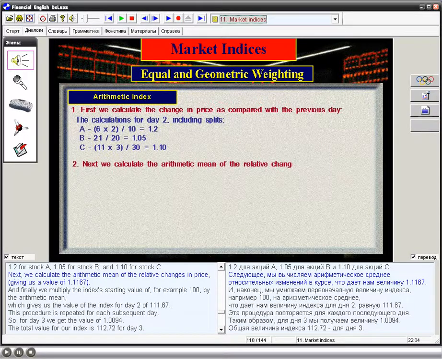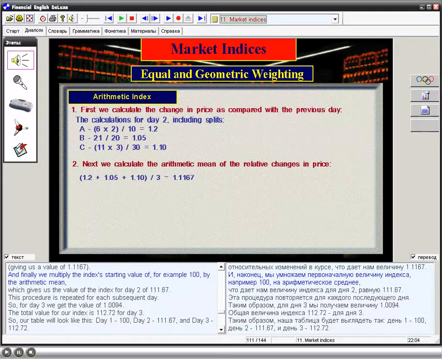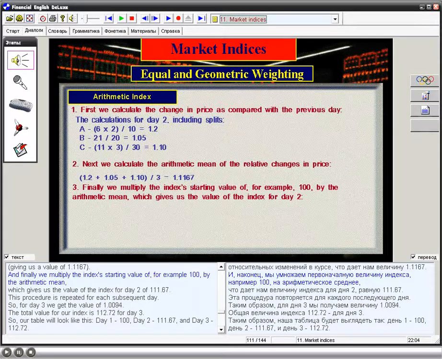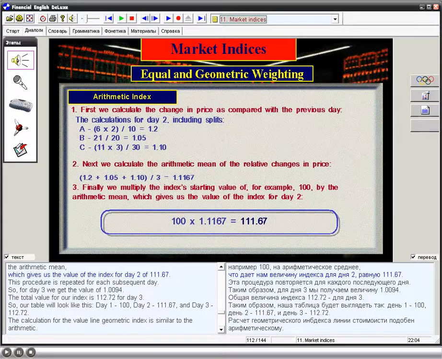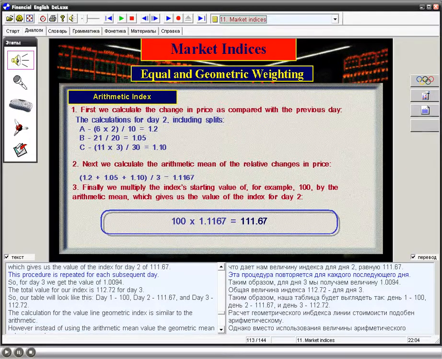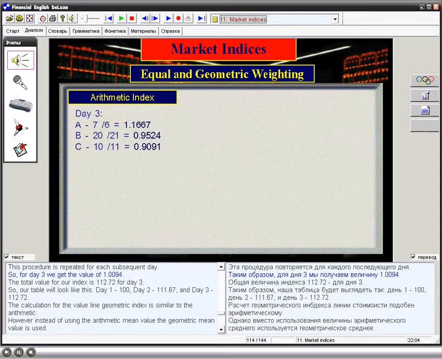Next, we calculate the arithmetic mean of the relative changes in price, giving us a value of 1.1167. And finally, we multiply the index's starting value of, for example, 100 by the arithmetic mean, which gives us the value of the index for day 2 of 111.67. This procedure is repeated for each subsequent day.